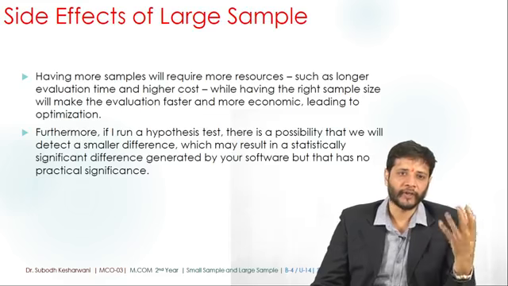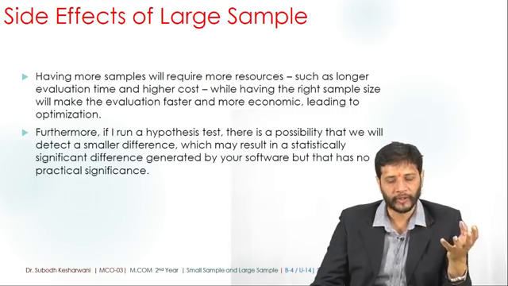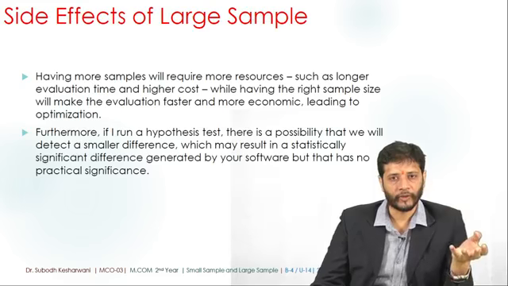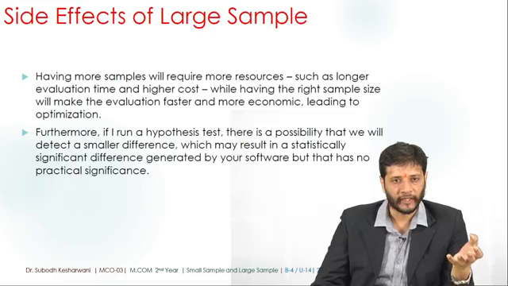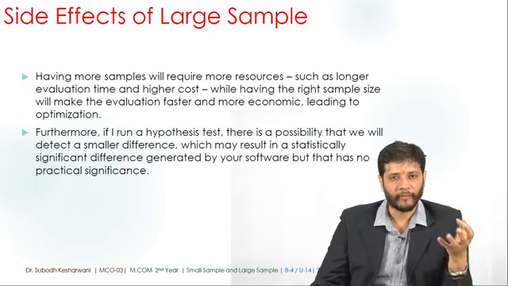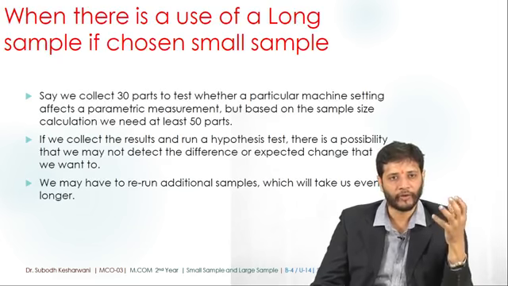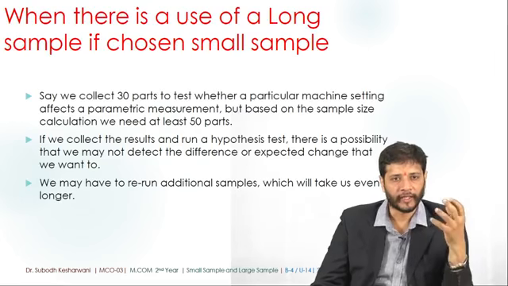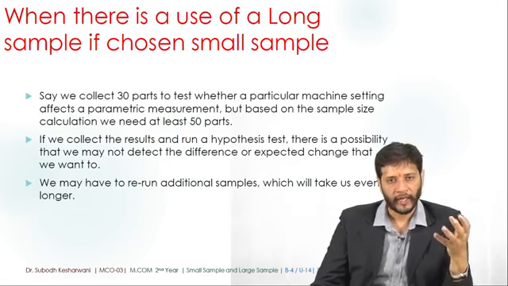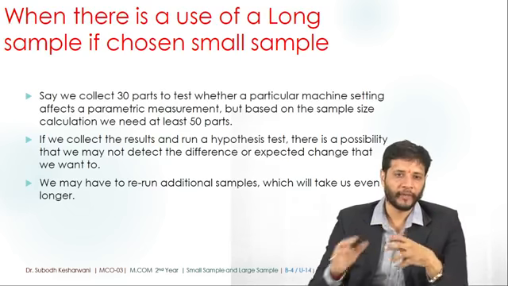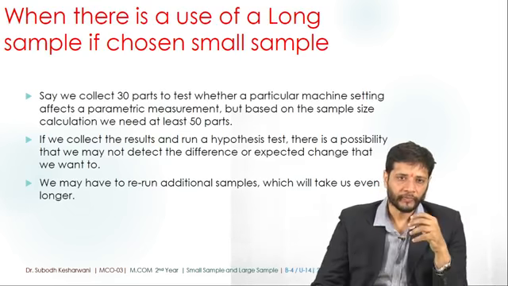There are certain side effects of large samples. More samples will require more resources, which we have already talked about, and cost is also involved, such as longer evaluation time and higher cost. Also, with a very large sample, if I run a hypothesis test, there is a possibility that we will detect a very small difference, which may result in a statistically significant difference generated by your software but have no practical significance. Conversely, if the sample is chosen too small, say we collect 30 parts to test whether a particular machine setting affects a parametric measurement, but based on the sample size calculation we need at least 50 parts, then if we run a hypothesis test, there is a possibility that we may not detect the difference or expected change that we want to.